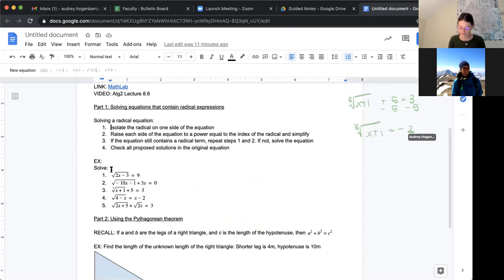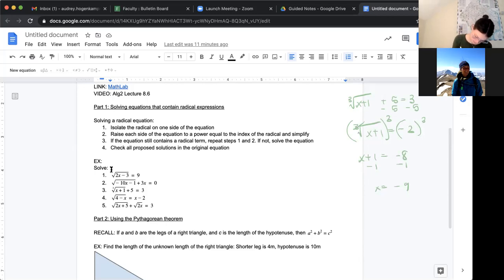And then you raise each side to the power of your index. In this case, it's 3. So I'm going to cube both sides. That's going to get rid of my cube root. And I'm going to get x plus 1 is equal to -2 cubed, which is going to be -8. I can subtract 1. So I'm going to get x is equal to -9. And then I have to check that in the original equation.